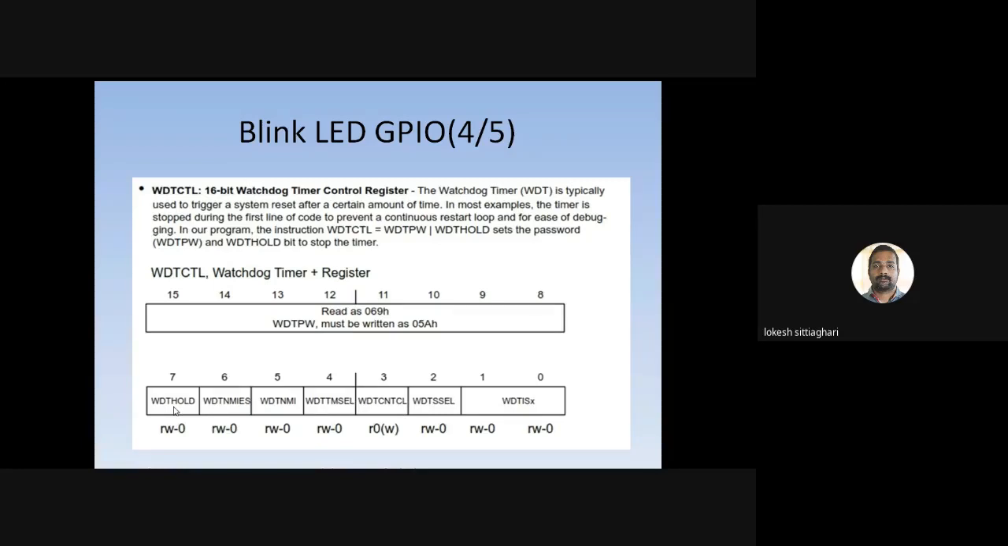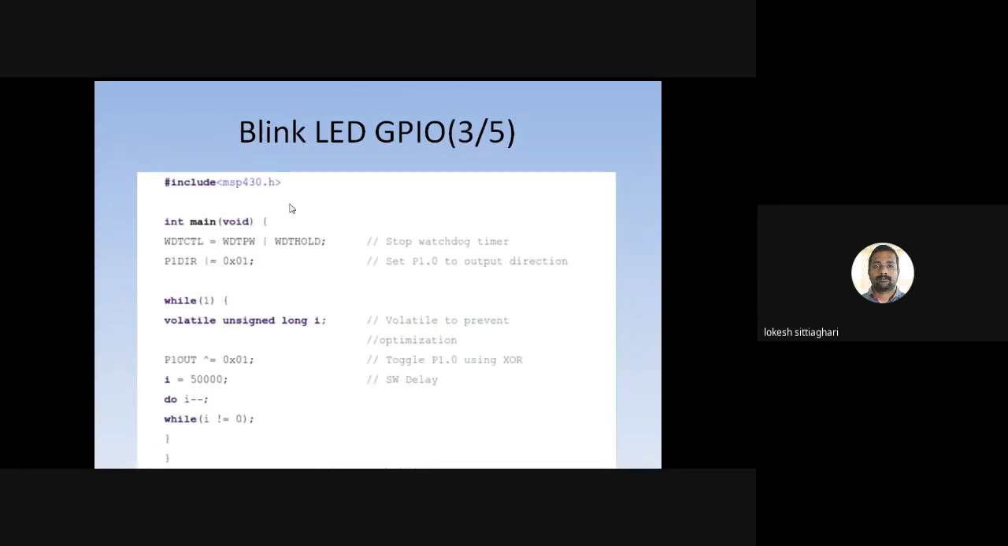Here we have the watchdog hold. If you set the watchdog hold to 1, it is going to stop the entire watchdog timer. We are preventing the continuous restart of the MSP430. So if we need to program, we need to stop the watchdog timer. In every program, the first line must be this one: watchdog timer control register, watchdog timer password, OR with the watchdog timer hold.